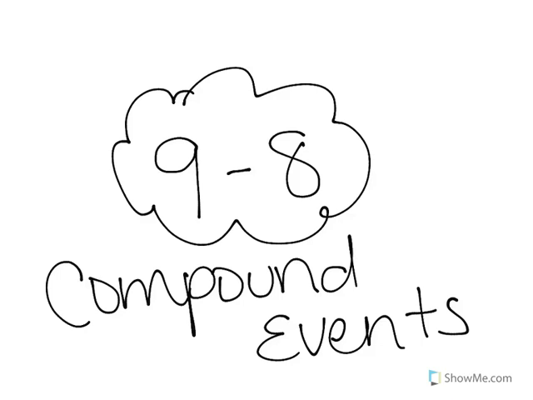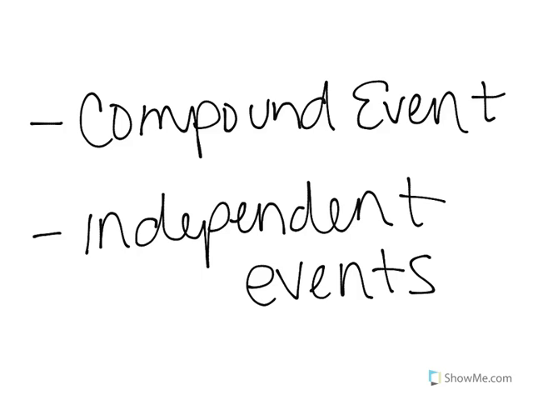This lesson is on section 9-8, compound events. So I'm going to talk about two vocabulary words here. A compound event consists of two or more simple events, and if the outcome of one event does not affect the outcome of the second event, then the events are called independent events. And the probability of two independent events can be found by multiplying the probability of the first event by the probability of the second event.